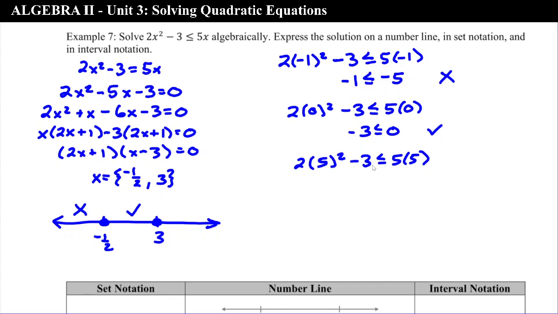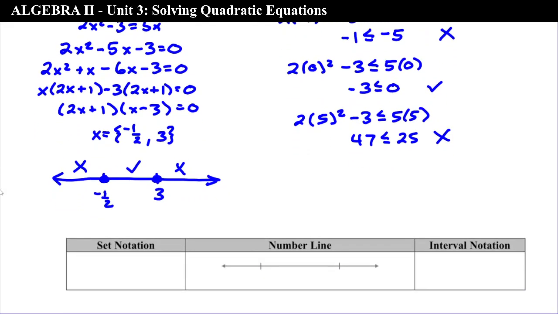On the left-hand side, you end up with 47. On the right-hand side, you end up with 25. 47 is not less than 25, so that's not going to work. And so now we have our solution. All we have to do is write our answer.